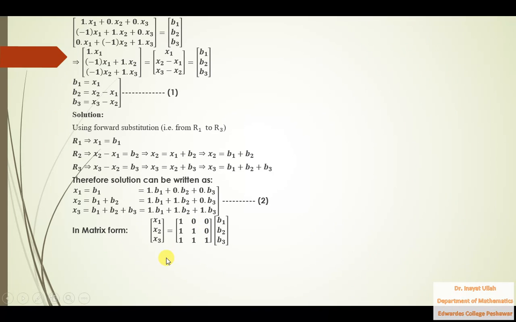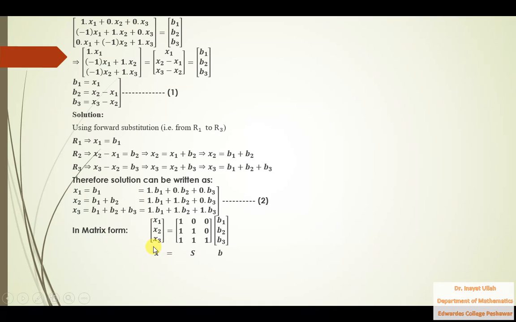Now we see that this matrix is obviously the X matrix, and this matrix is obviously the B matrix. Now this matrix is denoted by S here. This notation is used in your book. So we have denoted this matrix by capital S.